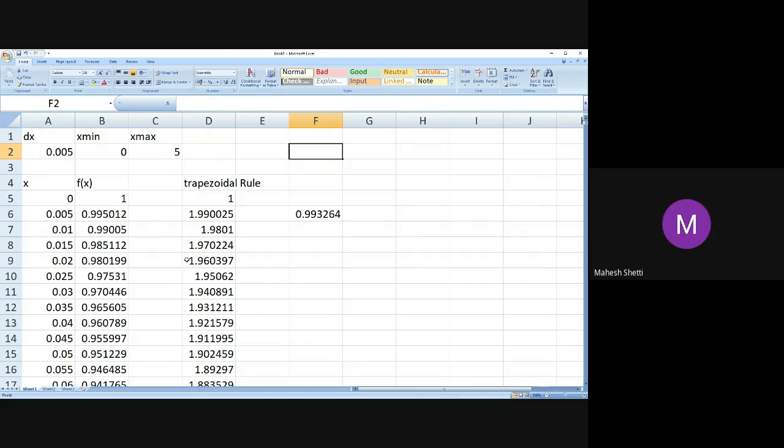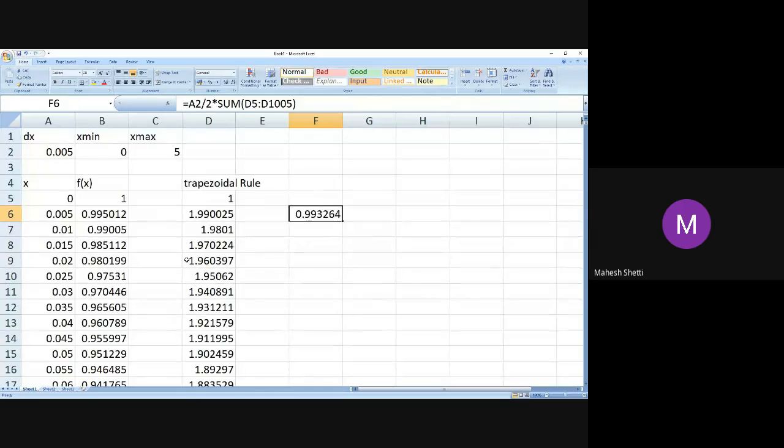So now here what I have done is I have taken the function e raised to minus x. I'm going from 0 to 5. So what do you get? See, I don't have to rewrite all these things now. This particular column D is written once. The moment I make a change over here and apply that formula to this entire B column, my answer is ready here. This is 0.993264. This is what I'm getting when I add from 0 to 5.